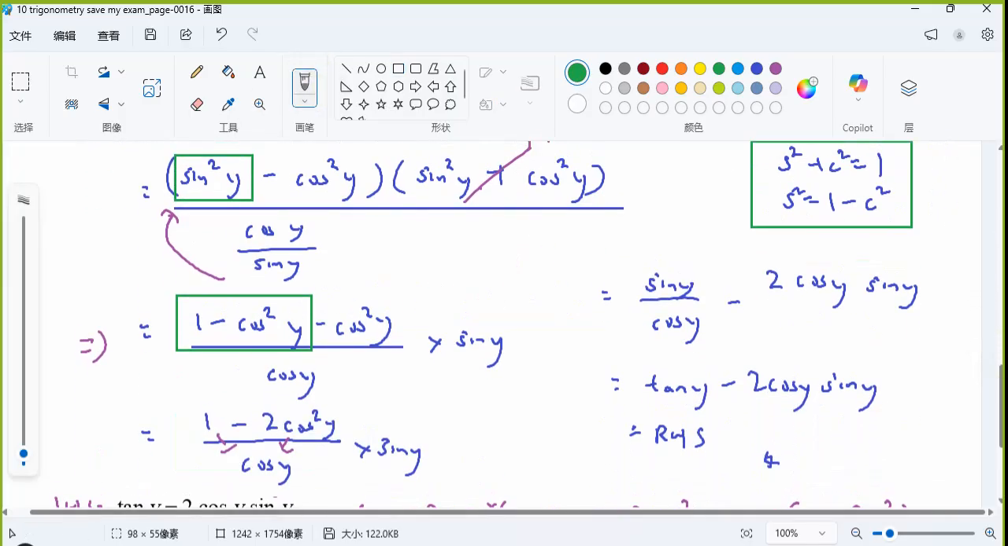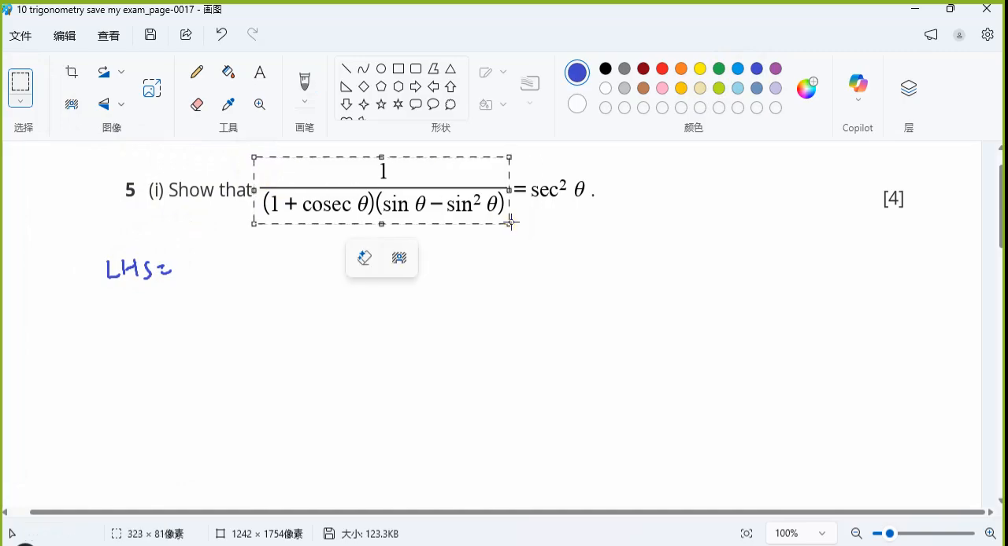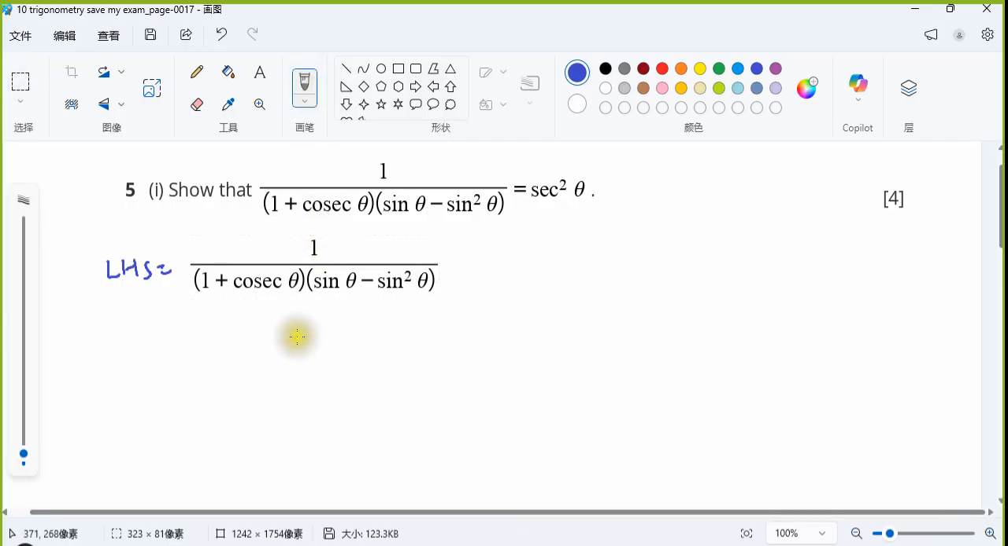Question number 5. Show that this equal to this. So the left hand side is this one, and then cosecant. So we know that the cosecant is 1 over sine.